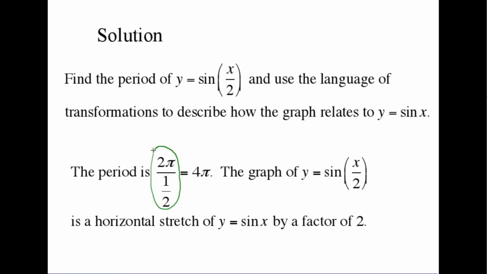But right here we have the calculation. Remember our formula for period is 2 pi over the absolute value of b. Well, in this case, for this function, b is 1/2. So we get 2 pi over 1/2, which doubles 2 pi. And so again, we get a period of 4 pi.